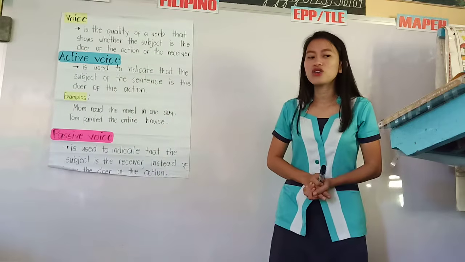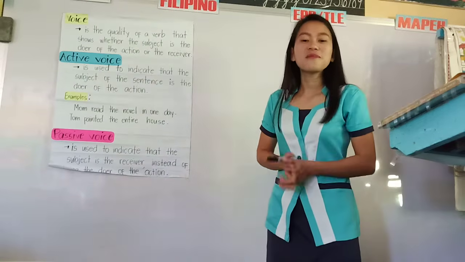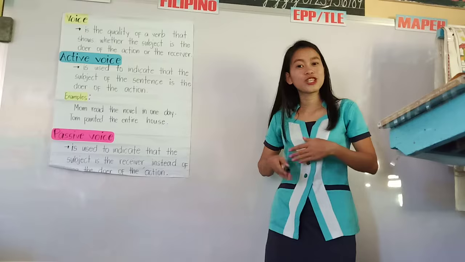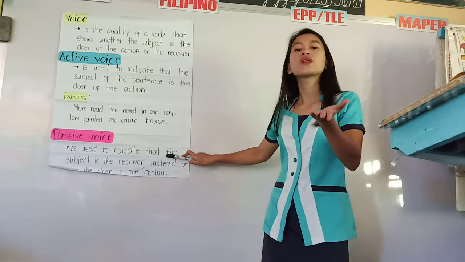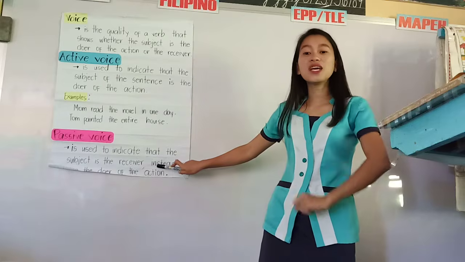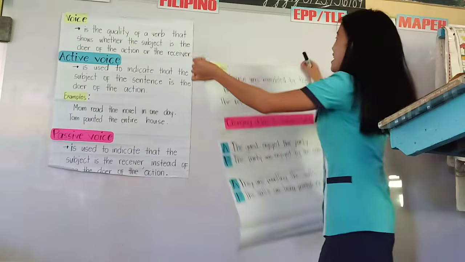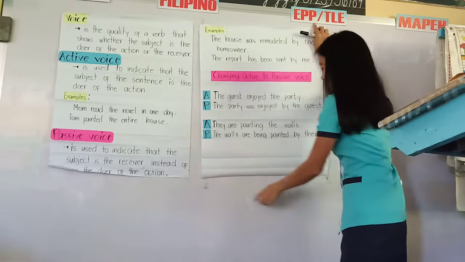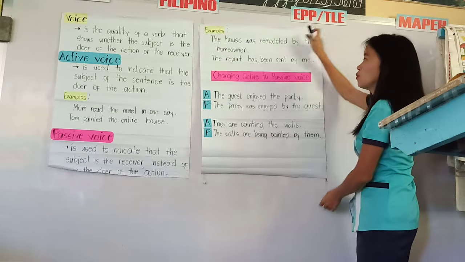So is it clear about active voice? Good job. Now, let's have the second type of voice, the passive voice. Passive voice is opposite to active voice. In passive voice, the subject of the sentence is the receiver, instead of being the doer of the action. For you to further understand, I do have here an example for passive voice. The house was remodeled by the homeowner.